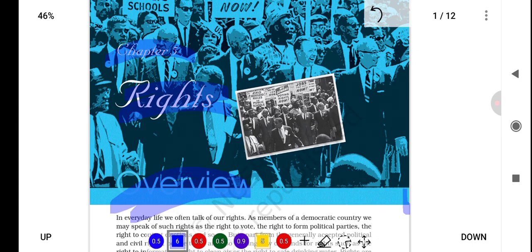So what are the types of rights? First, political rights enable citizens to participate in governance, like the right to vote and contest elections. Second one, civil liberties protect individual freedoms, including the right to free expression and a fair trial. Economic rights ensure basic needs are met, such as access to food, shelter and healthcare. Cultural rights support the identity and heritage of people, including the right to education in one's mother tongue.